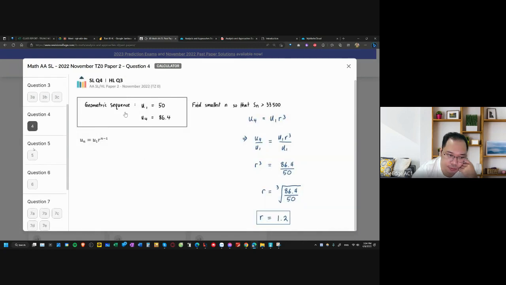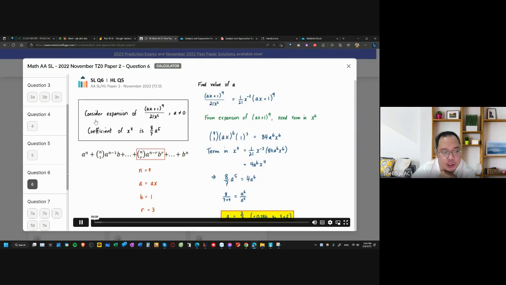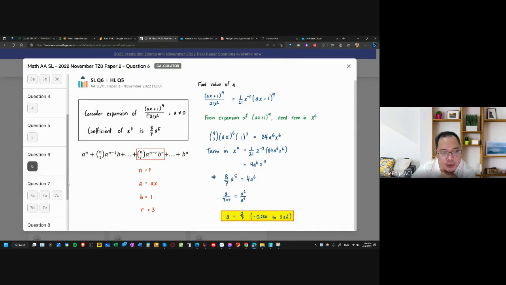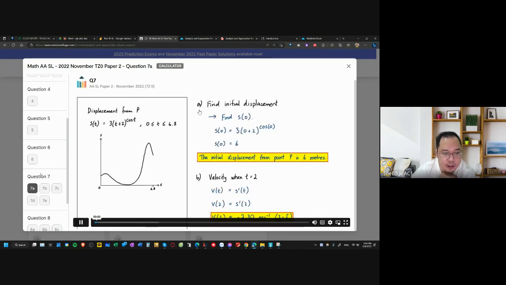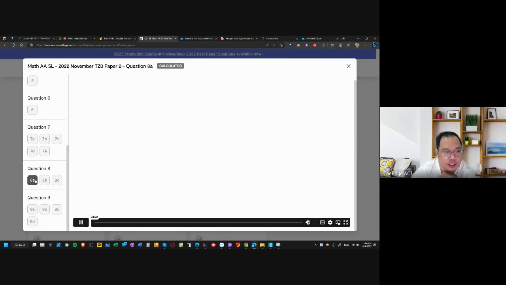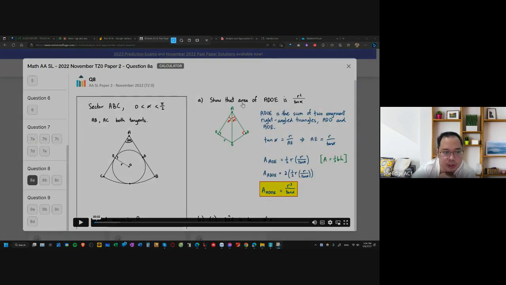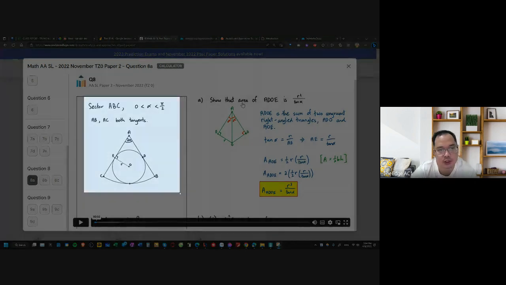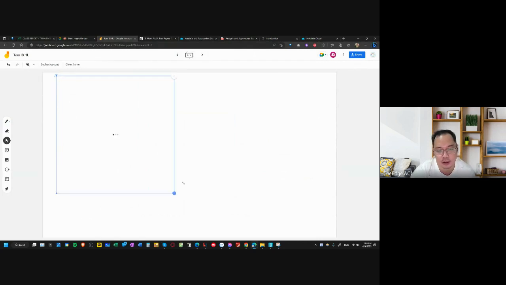Function, geometric sequence. Function again, exponential function. Well, a lot of function questions. Expansion, binomial expansion. Function again. This is a combined function. Okay, geometry here. After finishing this geometry, we should return to function again because I've seen a lot of function. Okay, the next one here, geometry.